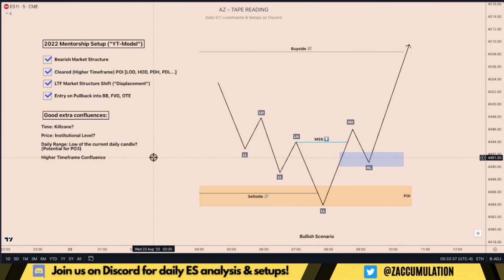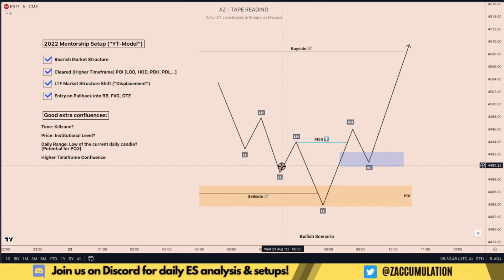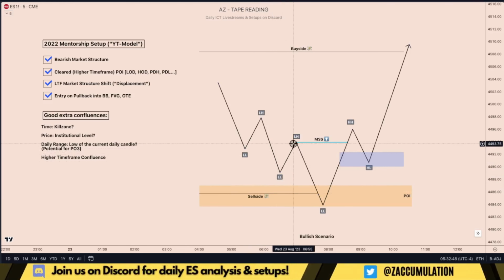Daily range. Are we at the low of the current daily candle? So did we have, for example, an Asia consolidation, London trend to the downside, we clear that higher time frame point of interest, and then prior to the New York session, so currently if we think about power of 3, right now we're at the low of the daily candle, and this is a reversal setup. So if you want to buy low and sell high, this would also be good confluence. And just in general, higher time frame confluence.